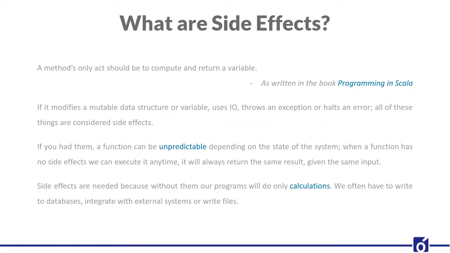But side effects are needed because without them, our program will only do calculations. And we often have to write to our databases, integrate with external systems, and write to files and read from them. So let's move now to understand what referential transparency is.